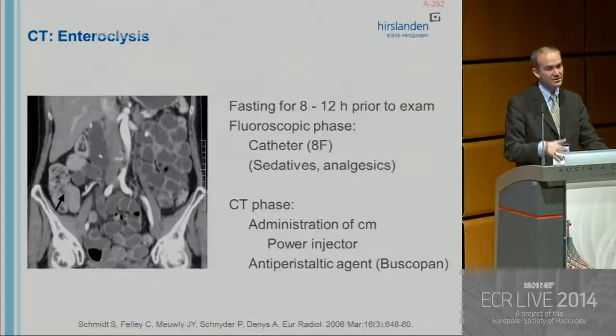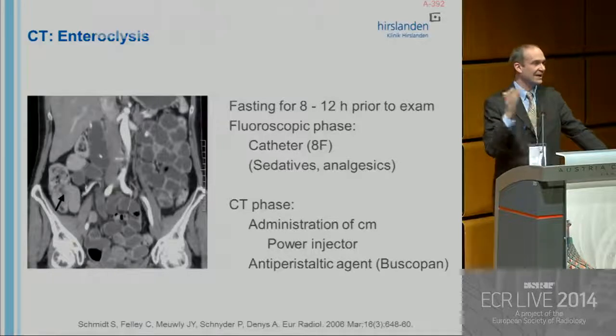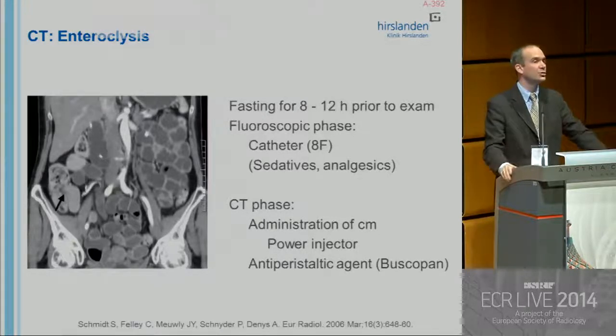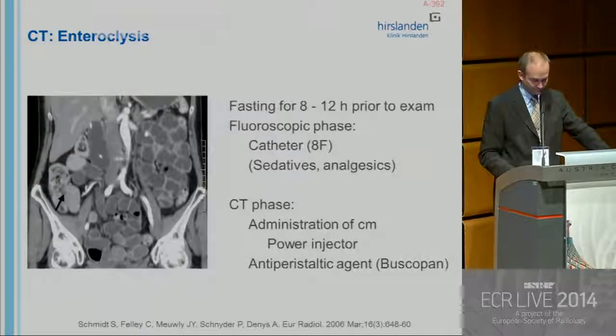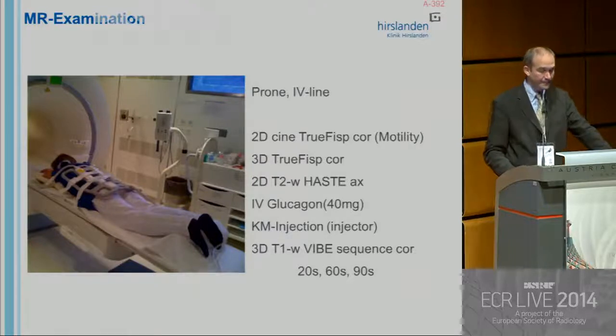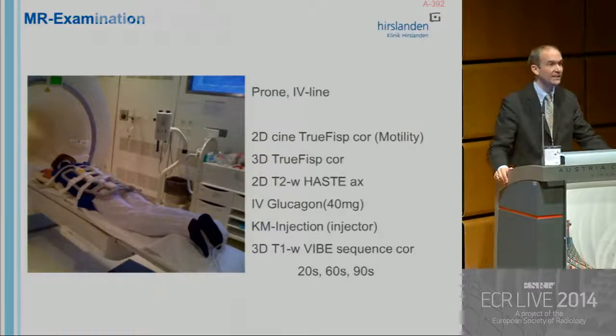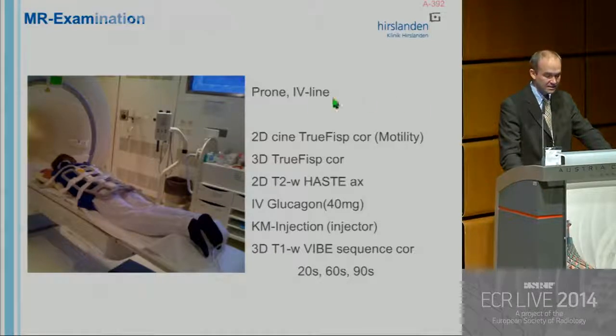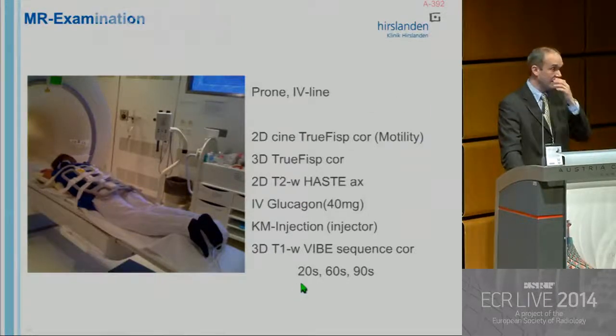The problem is, in MR, you can check how far the contrast is with a heavily weighted thick slab T2, and then you know now it's time to start. With CT enteroclysis, you will not be able to do that, because every time you do that, it's another scan. So, in MR, whenever possible, we lie the patients prone, with an IV line. This is the protocol that we use.